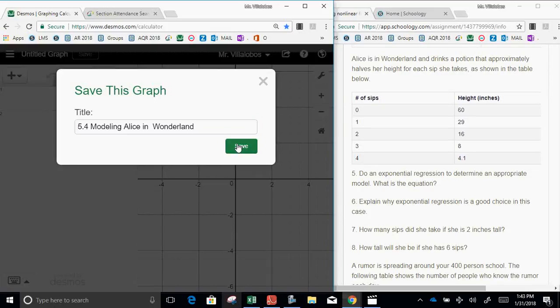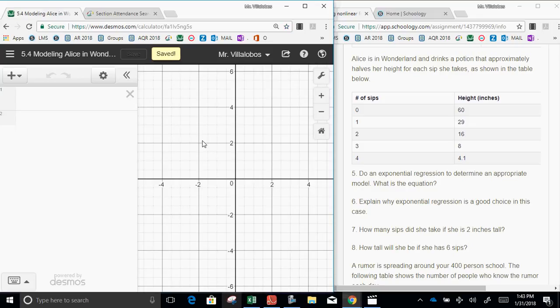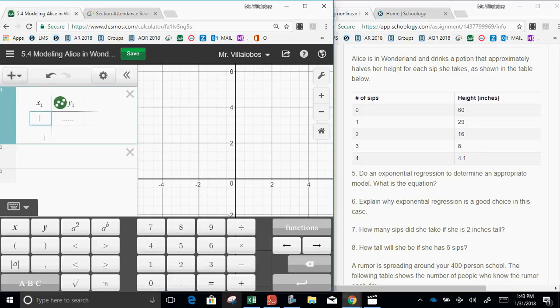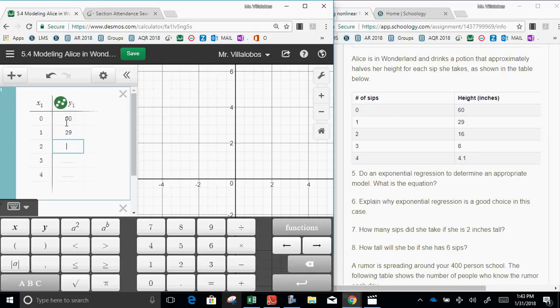Saving. Okay, so let's go ahead and add the table. So this is 0 sips, 1 sip, 2 sips, 3 sips, 4 sips, and switching over to 60, 29, 16, 8, and 4.1. What is the domain and range in this case? What do they represent? It's the number of sips and height in inches.